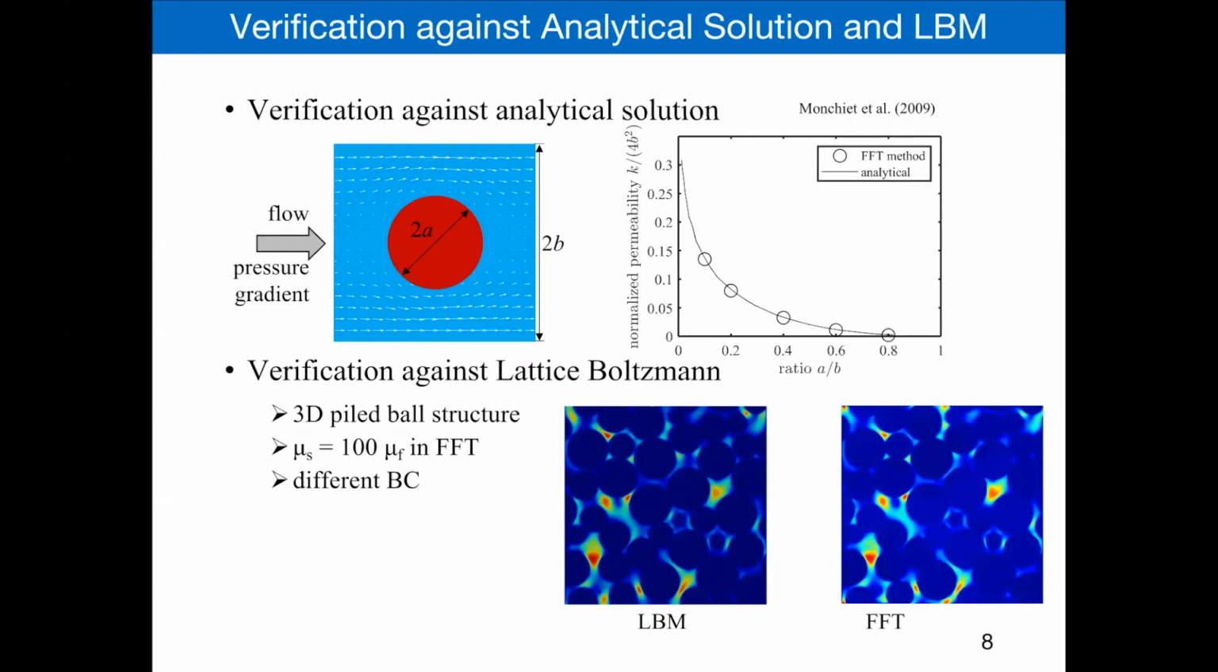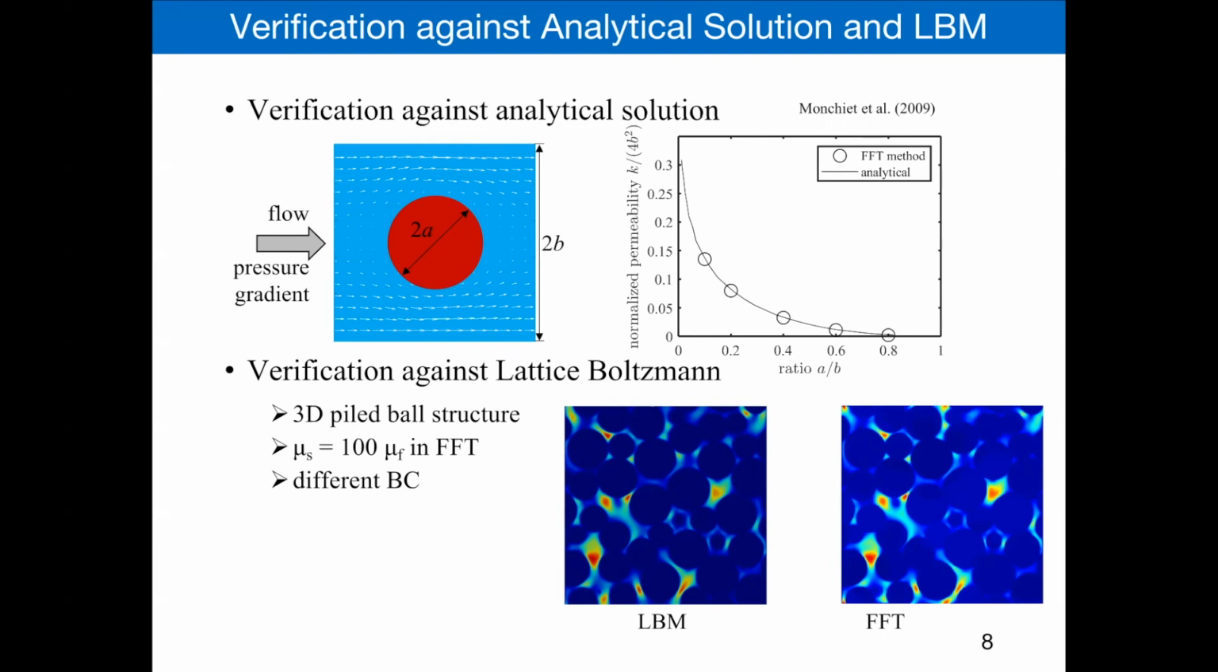Here, we verify the permeability calculation against the analytical solution and lattice-Boltzmann method. For a 2D problem with fluid flow around the solid circle, the FFT-based method can solve the desired velocity field and permeability with different circle radius. We further compared the FFT-based method with lattice-Boltzmann method using a 3D piled ball structure. Again, we get comparable velocity field, which verifies our FFT-based method.